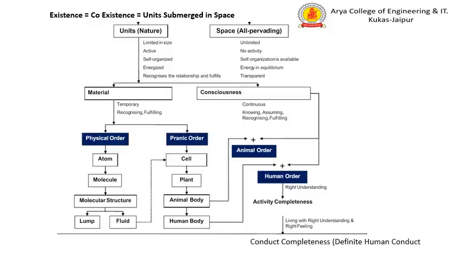Now these material units, as they are temporary, that is, they change from one form to the other, are known as Ghatanshil. Material units are again broken up into physical order and pranic order. The physical order is made up of atoms which combine into molecules and molecular structures, which can be in the form of lumps or solids or fluids or liquids. Now in the pranic order, the fluids, the liquids, are the active parts of the cells. These cells combine together to form the plant body, the animal body or the human body. All these are jad, that is, they are not moving. The plant body, animal body and human body are also lifeless.